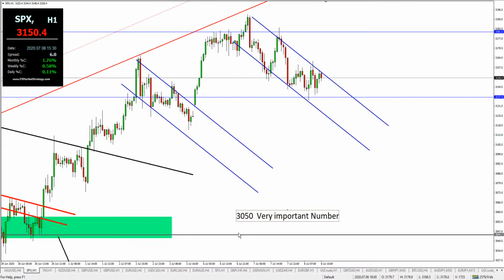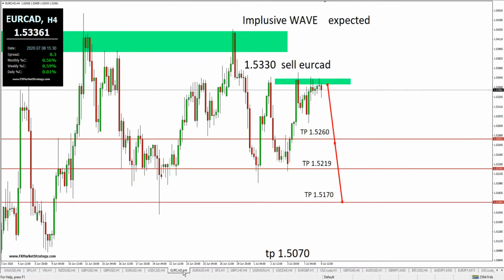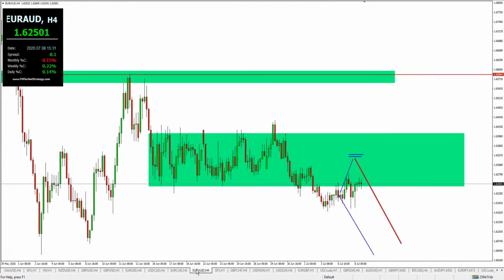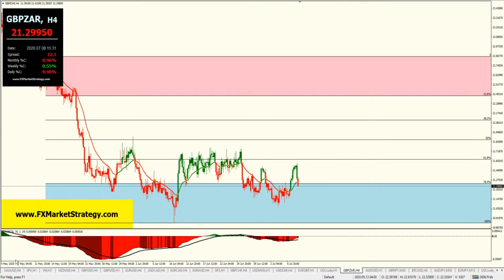Watch out for the 3050. I would not sell the SPX, I would go sell the DAX. DAX was here. Okay, EuroCAD is probably a good sell. I will just, where's the DAX? I'll move this. Pound ZAR is a good sell, okay?